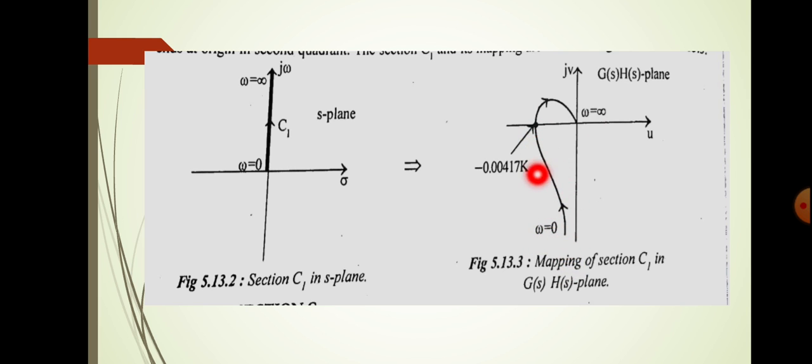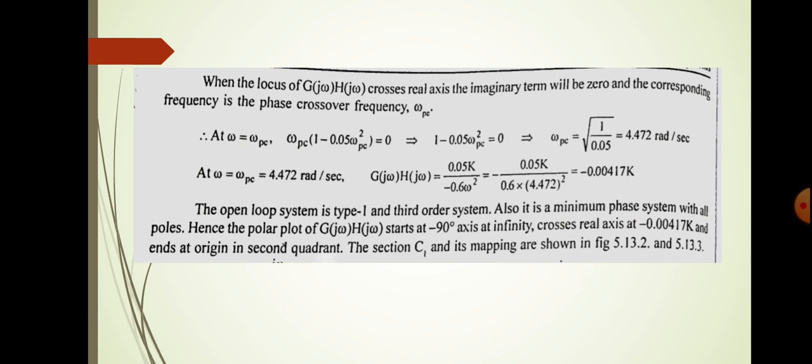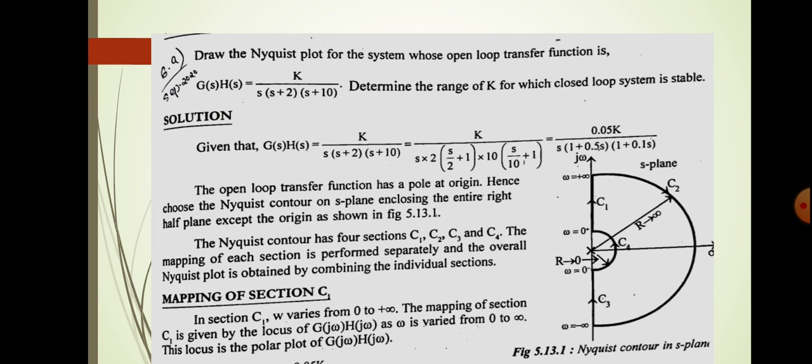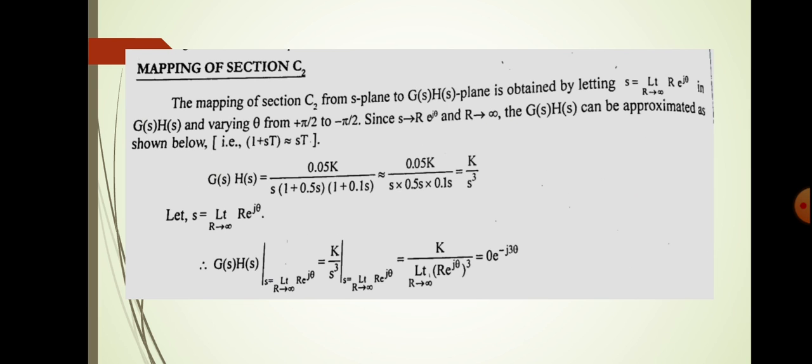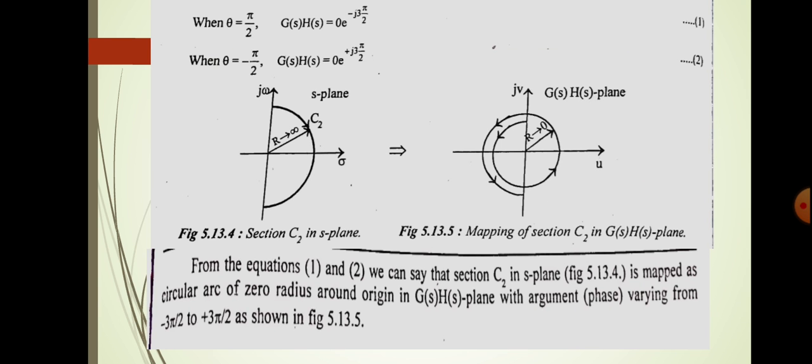That is why we are taking it like this, and since C1 is in the upward direction on the positive axis, we will mark the direction like this. See, this arrow mark will look like this. The arrow mark is also important in this case. Next, we want to plot the section C2. This is C2. So, mapping of section C2.